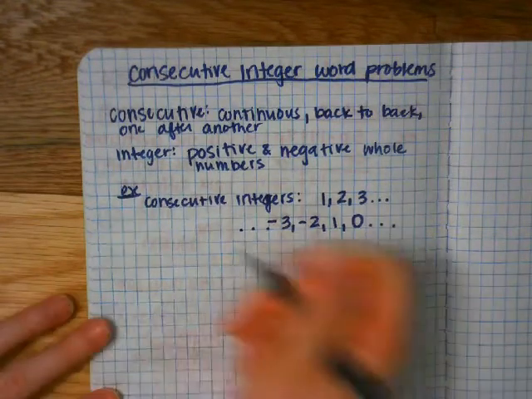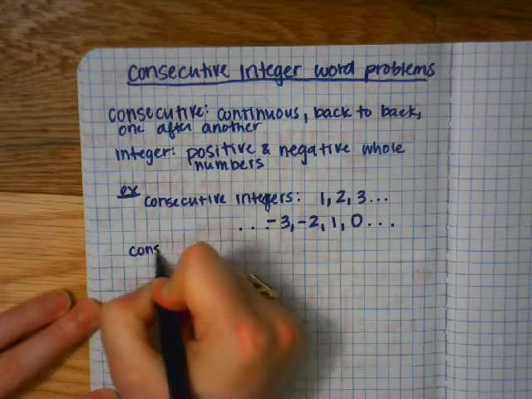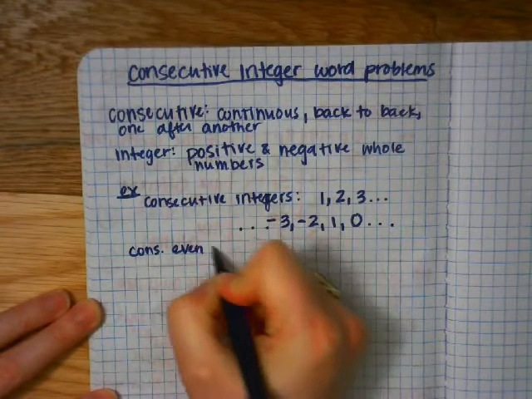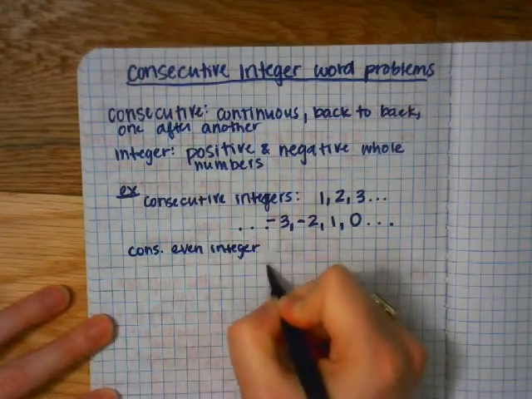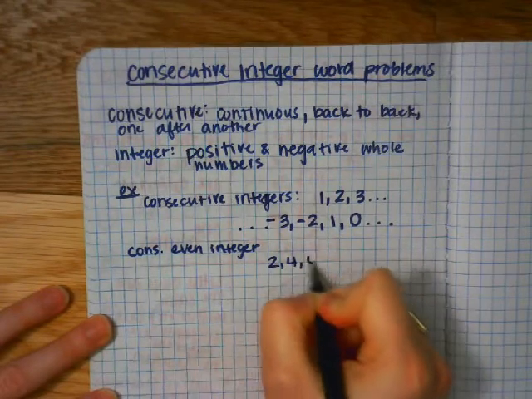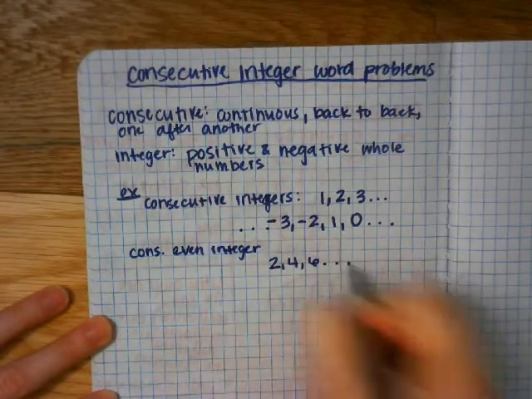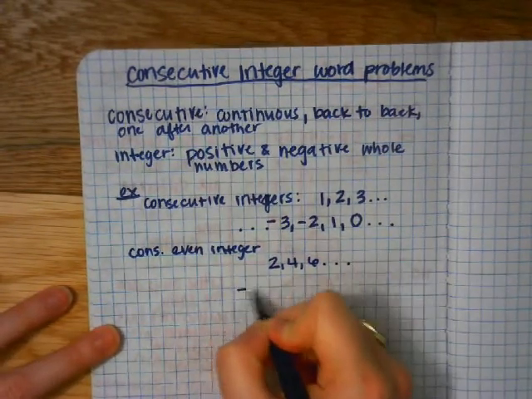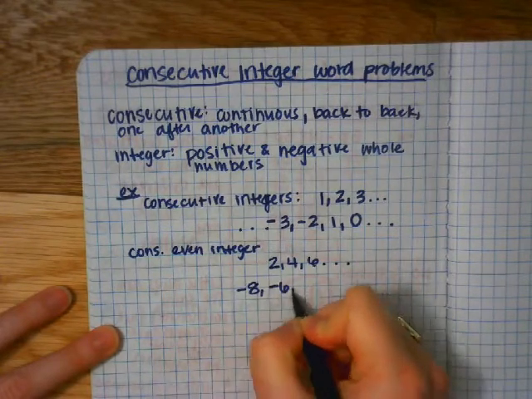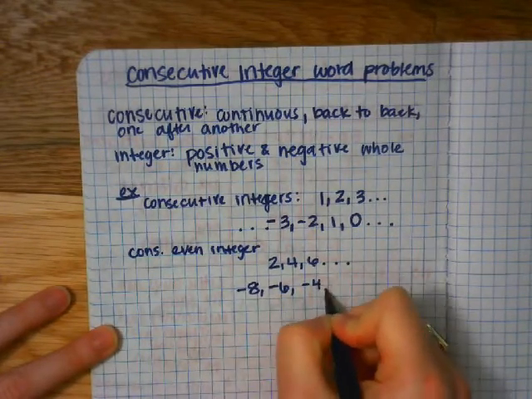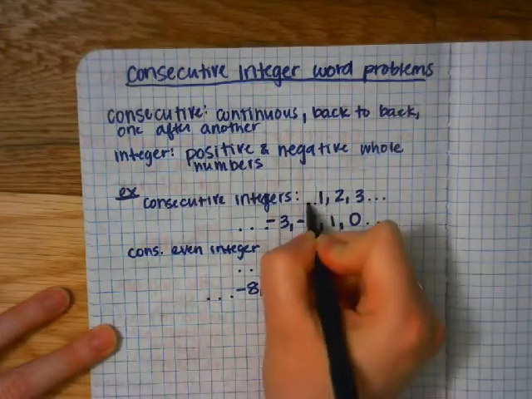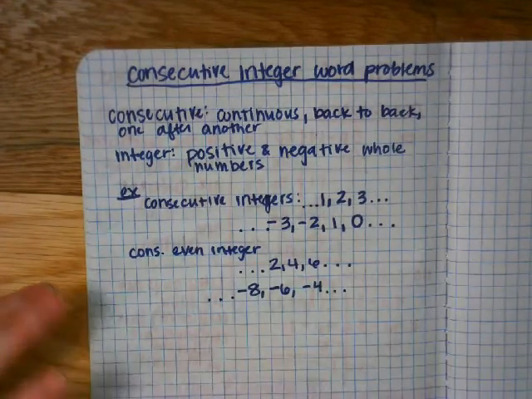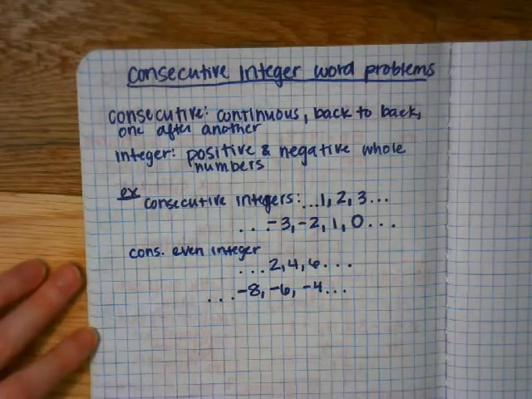All right, so then if we want to talk about consecutive even integers, that would be like 2, 4, 6, or -8, -6, -4, right? Continuing in both directions for all of these, really. That's what the dots in both directions mean. It means it continues in both directions.